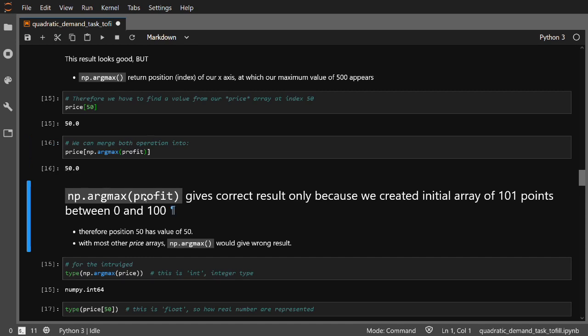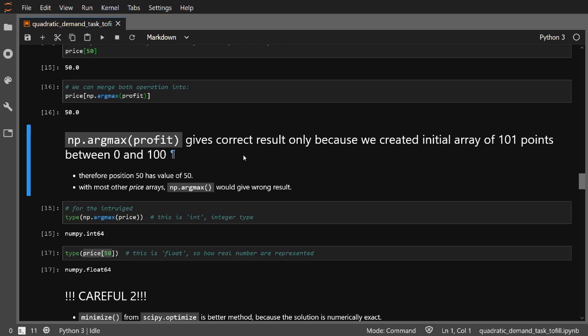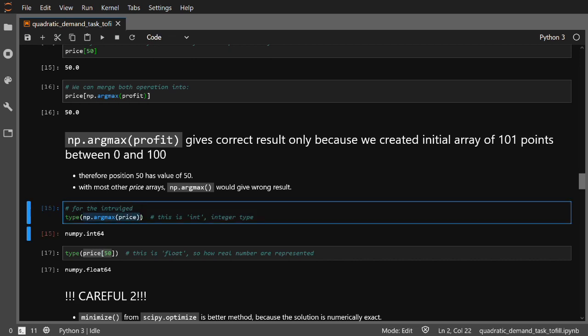np.argmax gives the correct result only because we created the initial array as we did. We created 101 points between 0 and 100. Therefore, at position 50, we have the value 50. I know this is confusing and it really needs some time to get used to what is the index of an array and what is a value of an array. We can also compare what are the types of those two things. So first, I write type and our argmax. If we run the cell, it returns numpy integer.